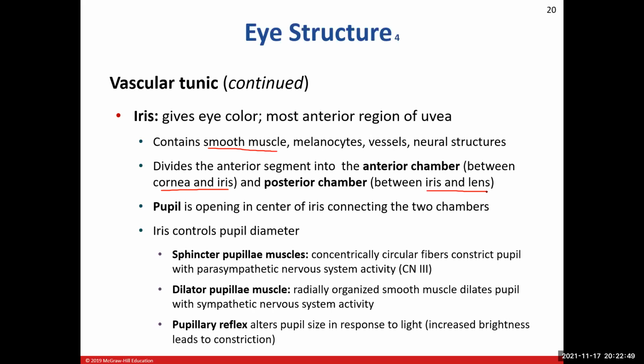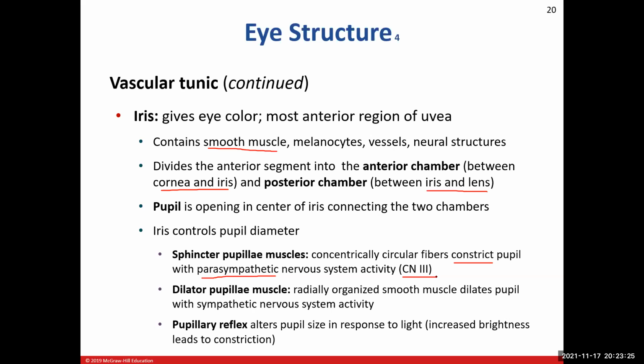So the iris, we talked about how the iris will change size, right, depending on which muscles are going to be contracting and which muscles are relaxing. So the two muscles that we saw on that diagram were the sphincter pupillae muscle and the dilator pupillae muscle. The sphincter pupillae muscle is going to be innervated by the parasympathetic nervous system. So the sphincter pupillae muscle will constrict the pupil, and that's due to the oculomotor nerve, cranial nerve 3.